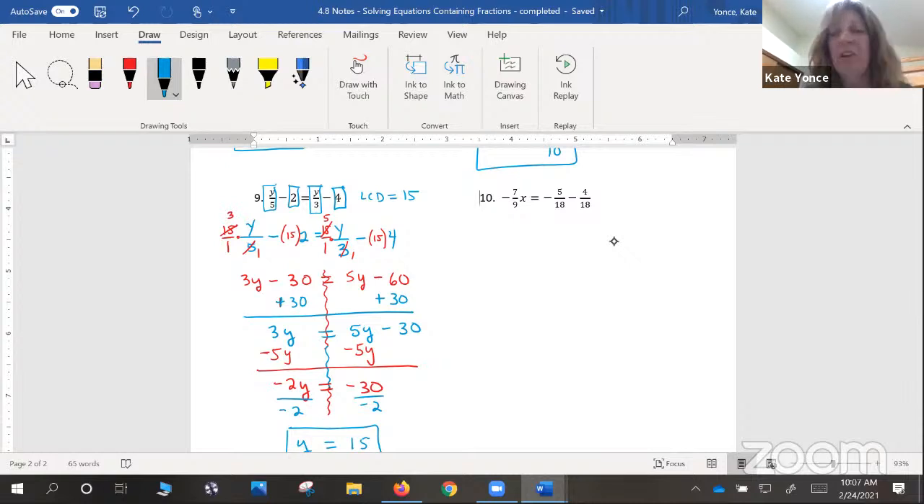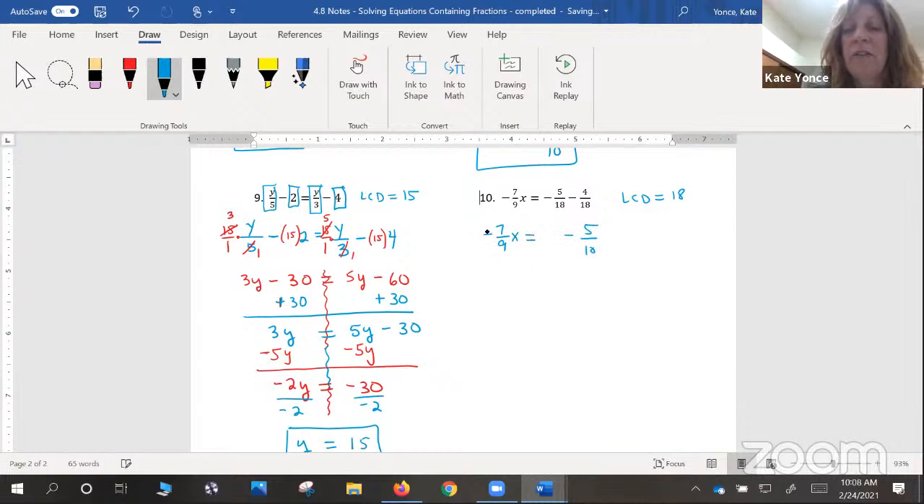Okay. What did you pick for your LCD? 18. Okay. Did you pick that, Erica? Yeah. Okay. So we have -7/9 x equals -5/18 minus 4/18. So did you remember to multiply by 18 on all terms? Yeah, so it'd be 18 over 1 for that one, 18 over 1 for the next, and then 18 over 1 for the last part.